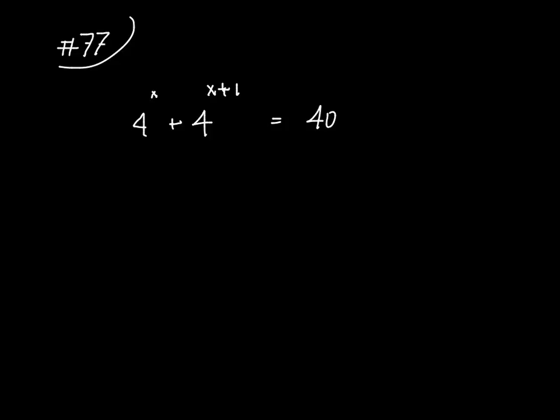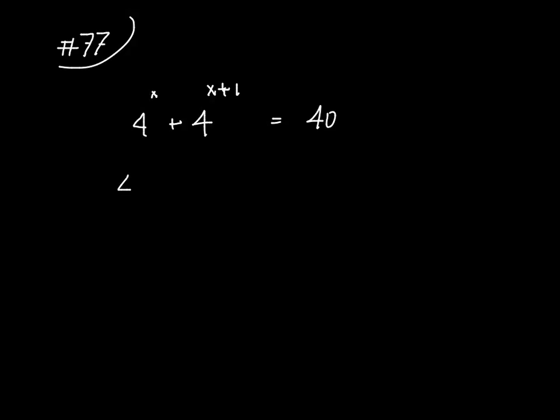So in this problem over here, we're given 4 to the power of x plus 4 to the power of x plus 1 equals 40. Now what you need to do, of course, is get the same base everywhere and then equate the exponents. But before we do that, I'm going to have to split the 4 to the power of x plus 1. I'm going to have to split that up.